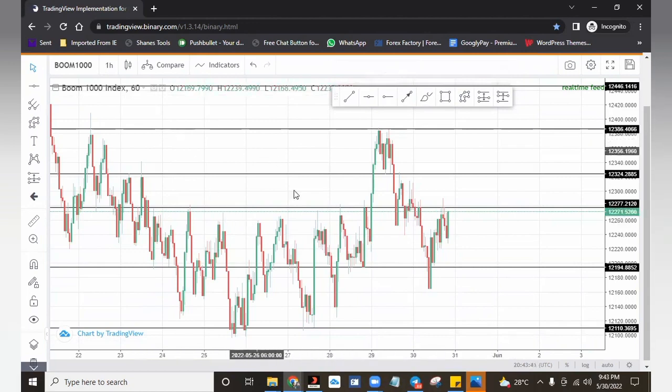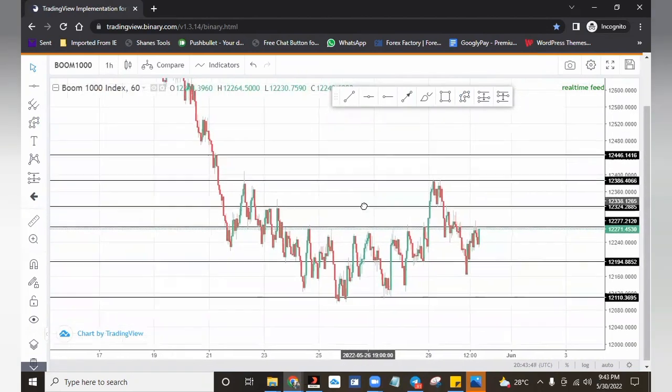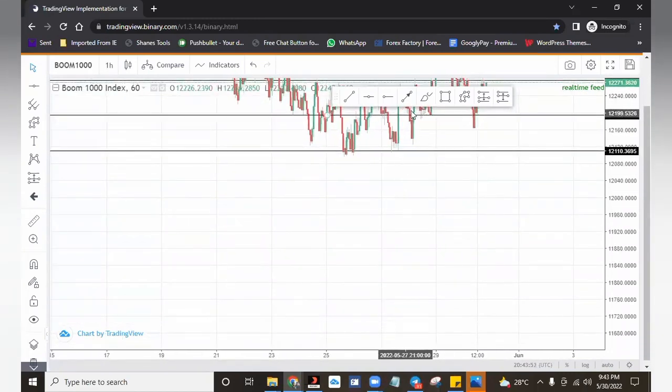Now, once you've brought out your supports and your resistances, the next thing you want to check out is your trend line. How do you plot a trend line? First of all, what is the use of a trend line? You use a trend line to know the areas where price might likely get to and give you a turn.